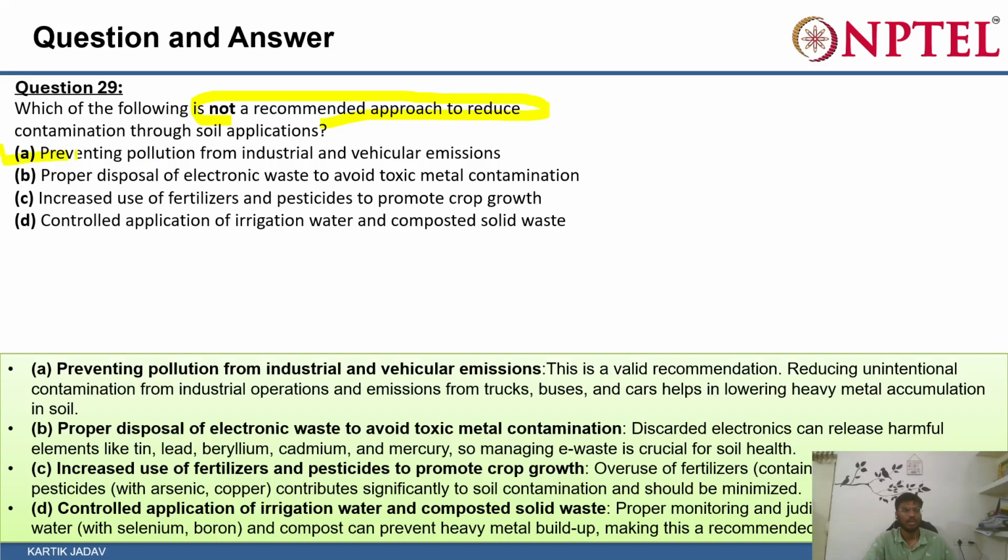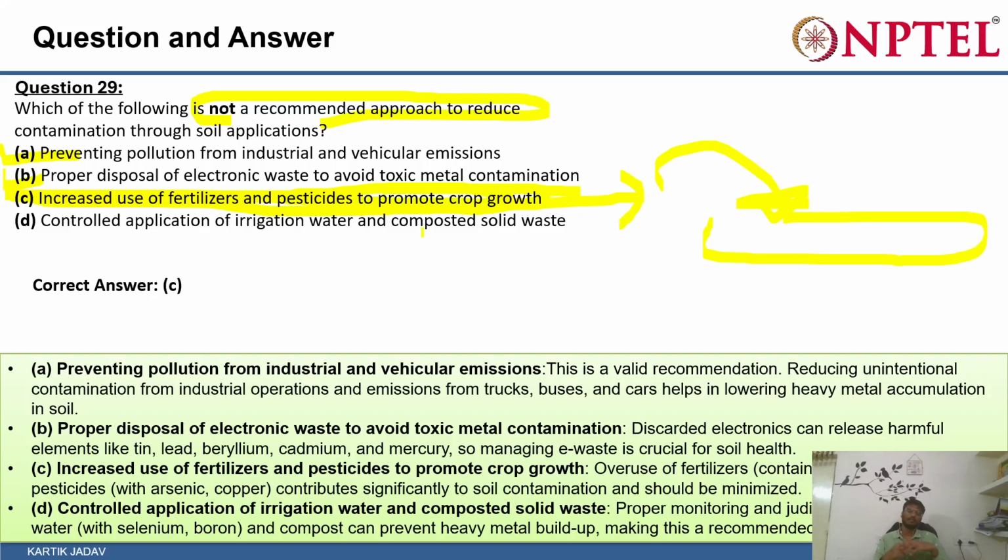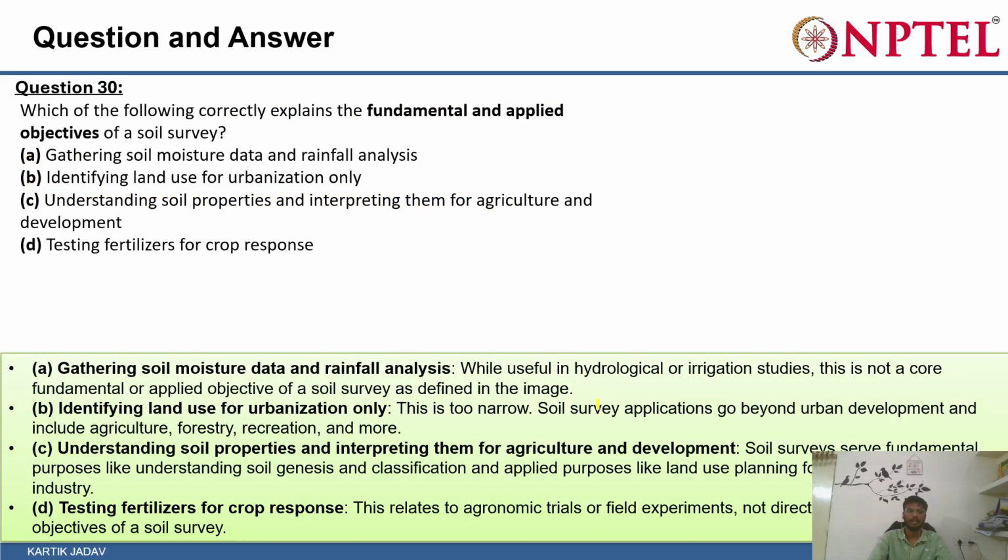So preventing pollution is the right option. Proper disposal of electronic waste to avoid toxic metal contamination, that is also a correct, recommended approach. Increased use of fertilizer and pesticide to promote crop growth, that is the incorrect option, because we know that certain fertilizers and pesticides contain heavy metal, and if they get over-applied to the crop field, there is a problem of accumulation of that heavy metal over time, and ultimately that will come into the food cycle or environment, and that is generally harmful for the ecosystem and human health.